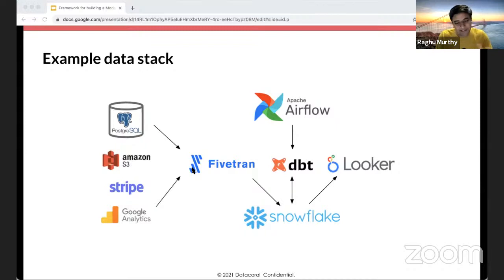Just as a setup, a sample data stack would look something like this: use a tool like Fivetran, which is a data integration provider, to centralize data from different sources, like your Postgres database or Google Analytics, Stripe, or whatever else, into a data warehouse like Snowflake.